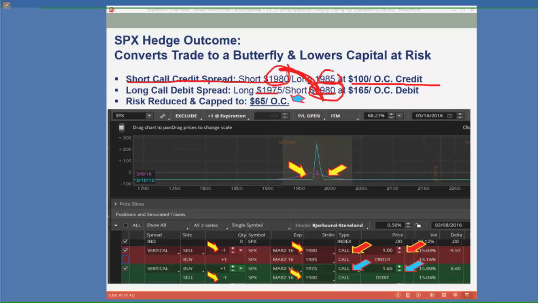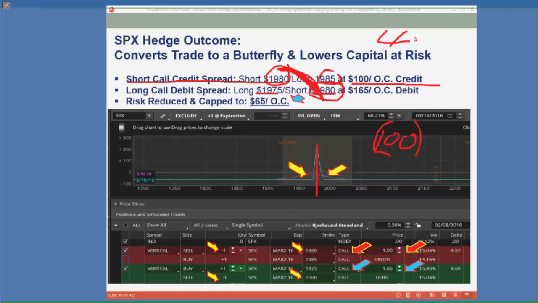Now, by doing that, a couple things that it helps you to do. So the original spread, you got $100 credit. Okay. Now, if I did nothing else and the market took off and I was a deer in the headlights, my maximum potential loss is $400. When you're trading, you never want to lose your full amount of your capital that you have at risk.